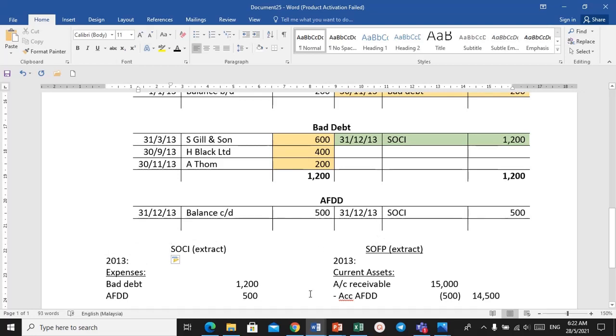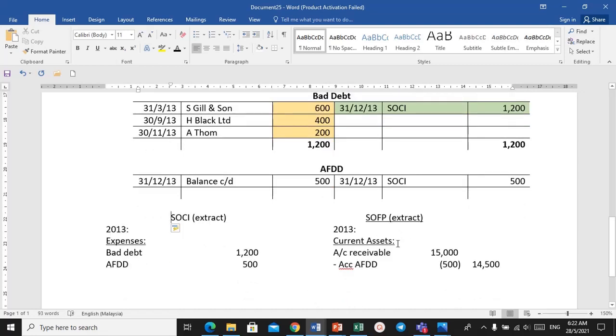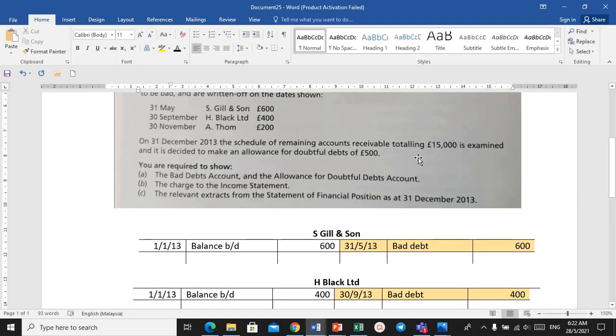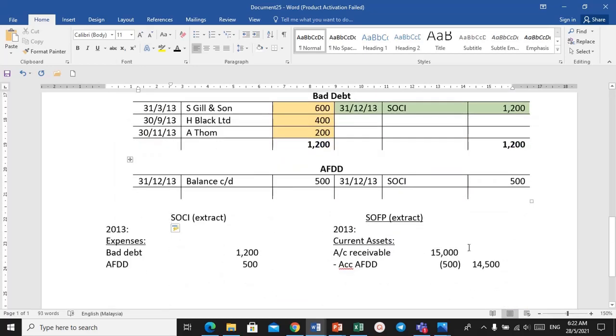Okay, just like that. And then we also have entries in the other final account, which is statement of financial position. So you have this extract of the statement of financial position. So we are going to put them under current asset. So we are going to start with the account receivable. So we are going to refer to this info that we have from the question. So account receivable 15,000 was the balance. So write it down 15,000. And then minus the accumulated allowance for that, 500.